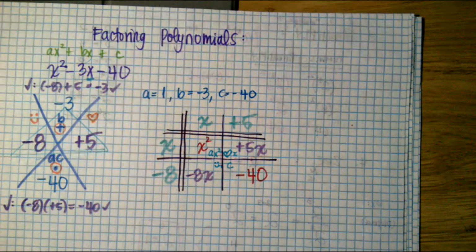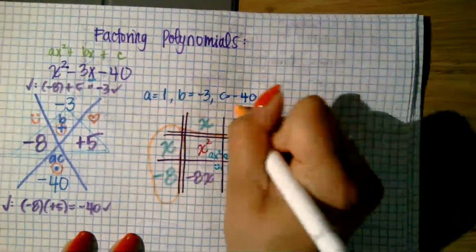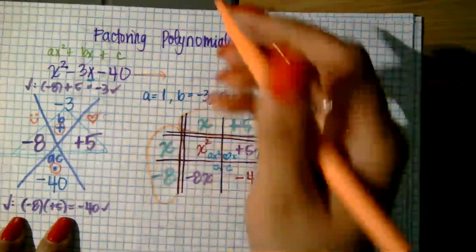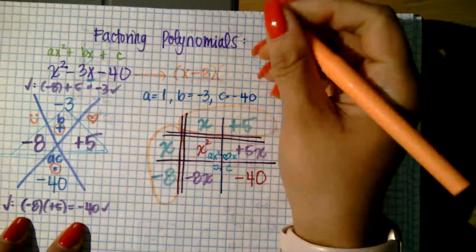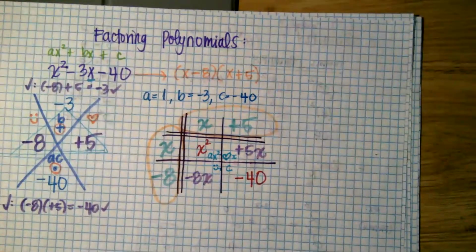And guess what? We just found the factors right there. There's one. Here's the other one. So my factors here, I'm now taking that from standard form and putting it into factored form. I just found the factors, x minus 8 and x plus 5 right there.